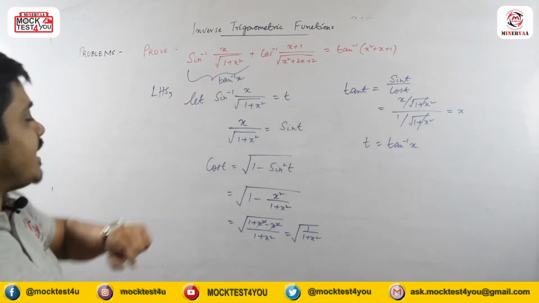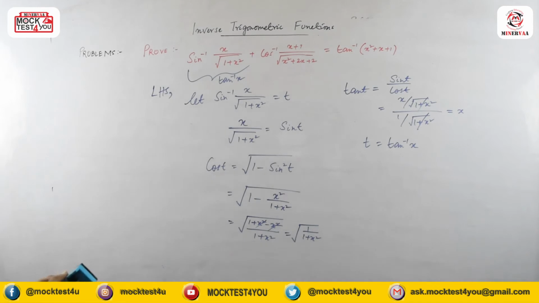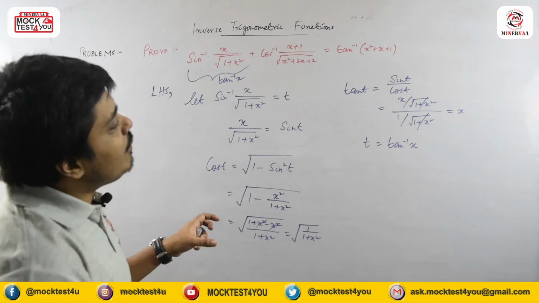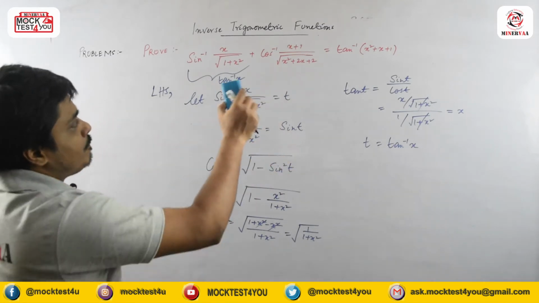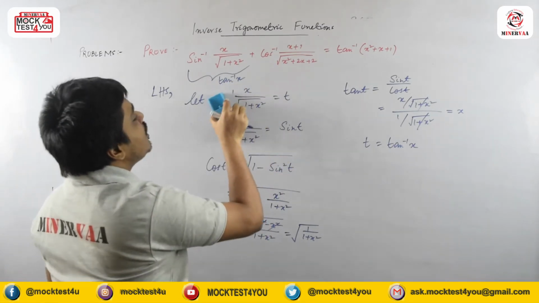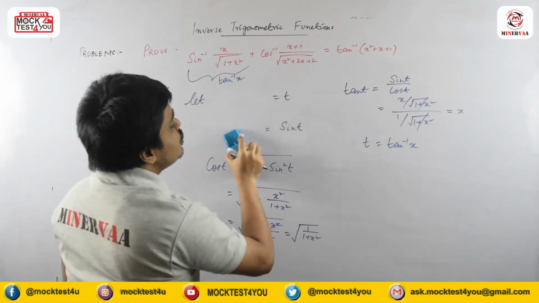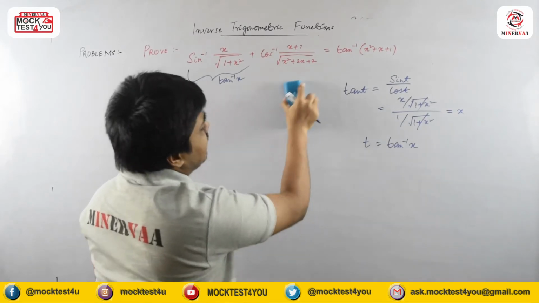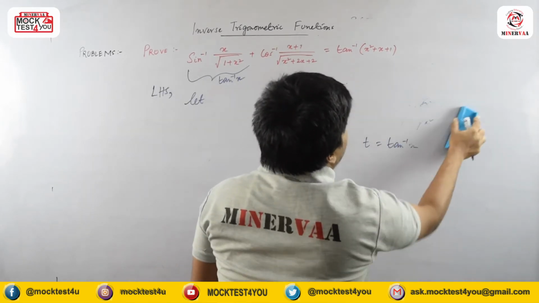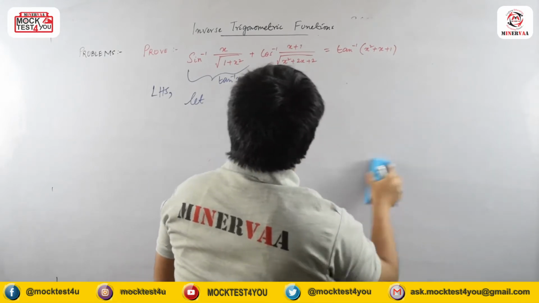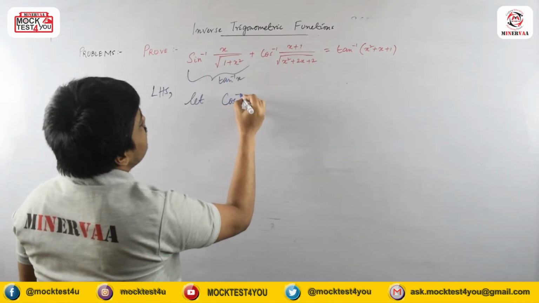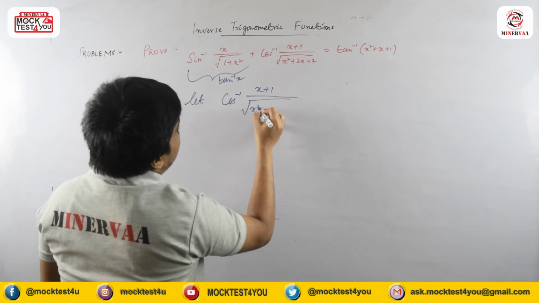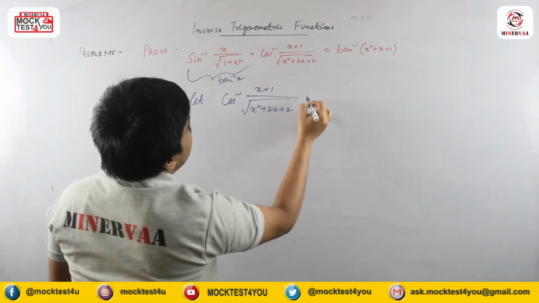Now we have to look into the second one, that is cos inverse of x plus 1 divided by root over of x square plus 2x plus 2. The same way we have to transform that into tan inverse. So let us do that. Again we'll start with the assumption, let us take that one as y. So my assumption will be, let cos inverse of x plus 1 divided by root over of x square plus 2x plus 2 is equal to y.